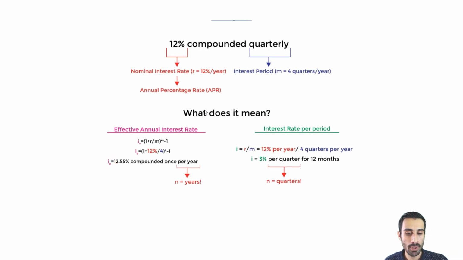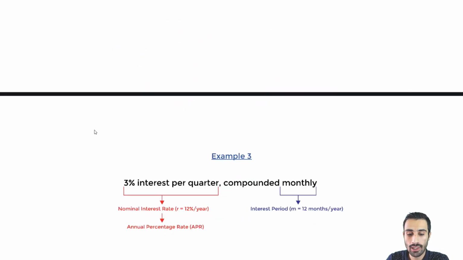So now the interest rate per period, it's gonna be the I value. We take R over M, so you take the 12%, we said the nominal rate, divided by the M value of four, then we get about 3% that we get per quarter. So now, note how this is quarterly, and the years here actually cancel, so it's gonna be 3% we get per quarter for the entire year, for 12 months. So just remember, if you do an analysis using the interest rate per period, N value has to be in quarters. Then let's go on to the last example.